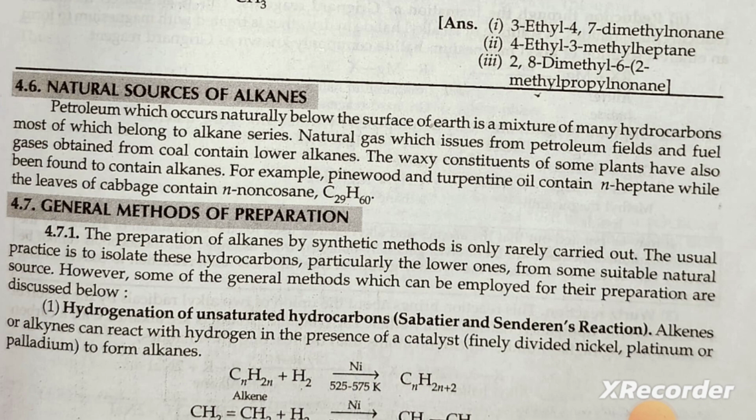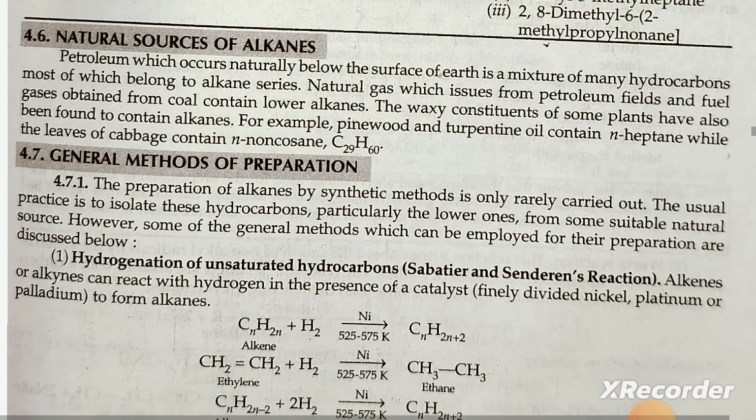General methods of preparation. The preparation of alkanes by synthetic methods is only rarely carried out. The usual practice is to isolate these hydrocarbons, particularly the lowest ones, from some suitable natural sources. However, some of the general methods which can be employed for their preparation are discussed below. First, hydrogenation of unsaturated hydrocarbons, the Sabatier-Senderens reaction. Alkenes or alkynes can react with hydrogen in the presence of a catalyst, finely divided nickel, platinum or palladium, to form alkanes.